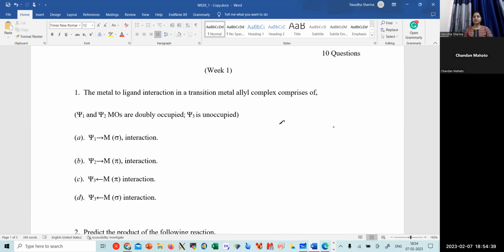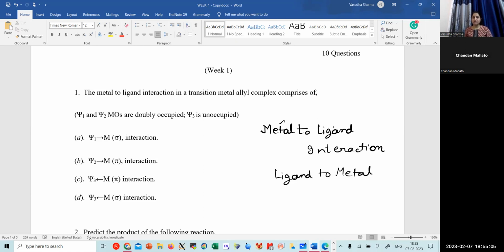The first question is, the metal to ligand interaction in a transition metal allyl complex comprises of. So before answering the question, you need to know that they are talking about metal to ligand interaction. Ligand to metal is a different concept. So they are asking for the metal to ligand interaction in a transition metal allyl complex.